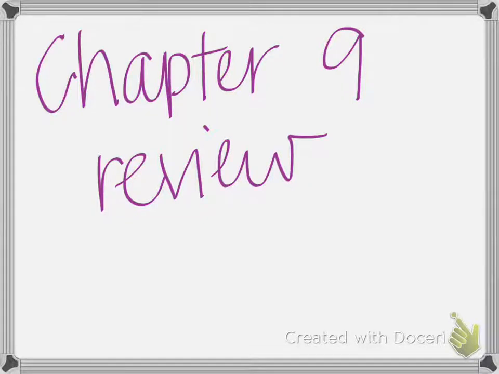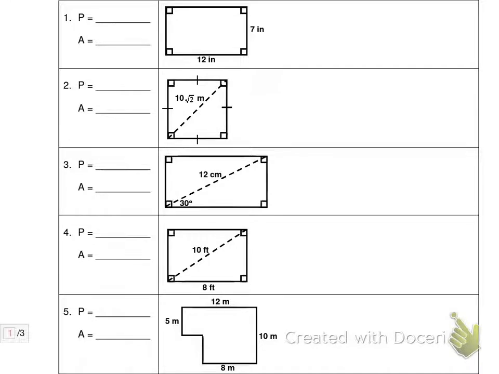Okay, so we're going to do a couple questions from Chapter 9 review. I'm kind of going to go over every question, tell you how to start it, and then I'm going to do about 5 questions in the video. So let's get started. Number 1, since that is a rectangle, we'll find the area and the perimeter.